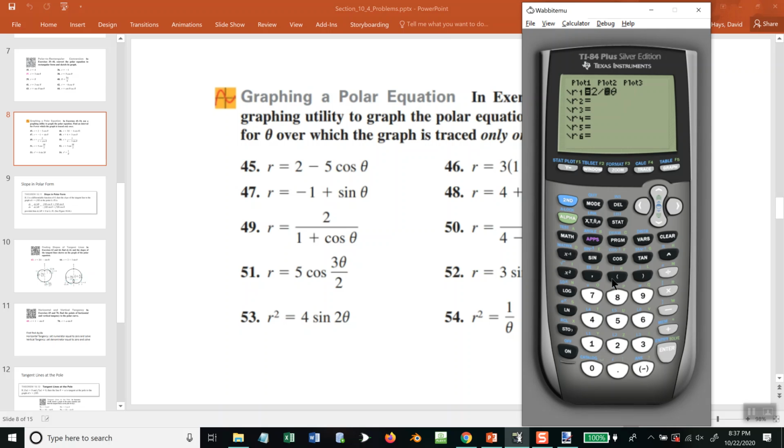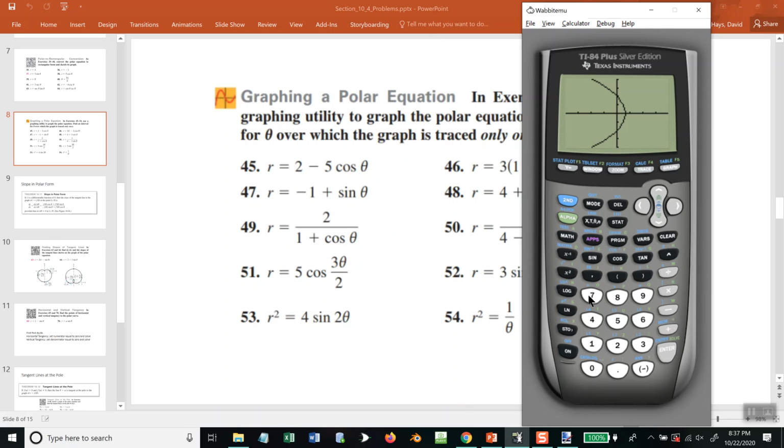2 divided by, parentheses around the bottom, 1 plus cosine theta, number 49. And then graph. Looks like a parabola, doesn't it? But we'll zoom out and see. The problem with this is if you do a zoom ZTrig, they told you in trig to do a ZTrig. But if I did a ZTrig, sometimes it gives me a good graph, sometimes it doesn't give me a good graph.